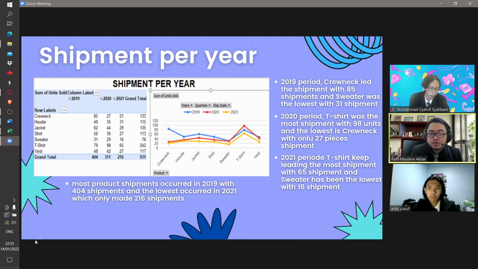Moving to the next year, 2020. T-shirt had the most shipments with 98 units, and the lowest was crewneck with only 27 pieces. In 2021, T-shirt kept leading with the most shipments with 65 units, and the sweater was the lowest with 16 shipments. Next slide.